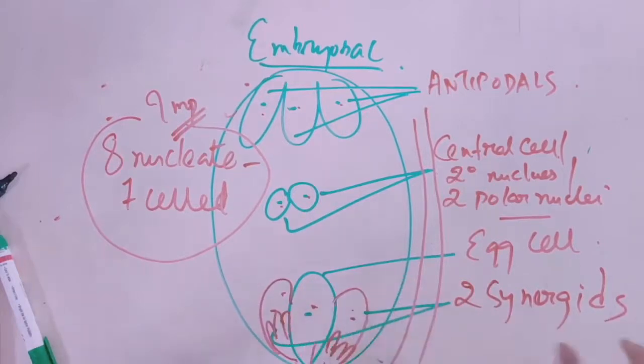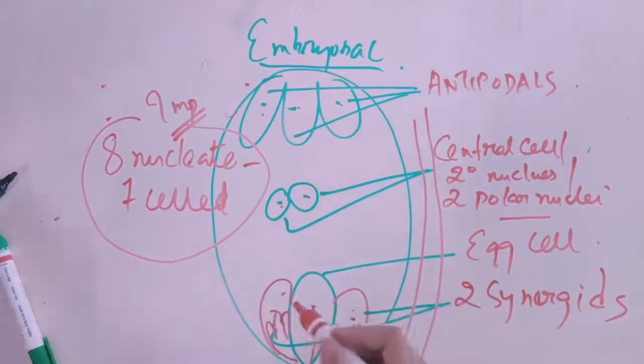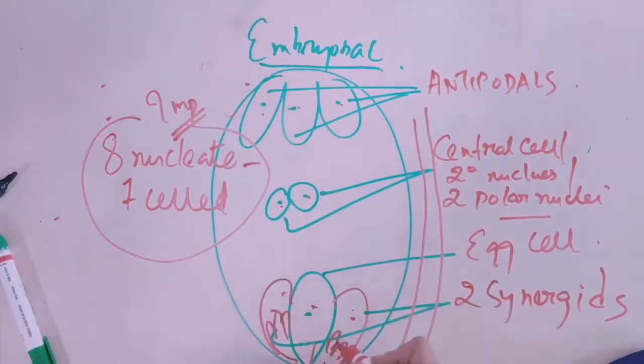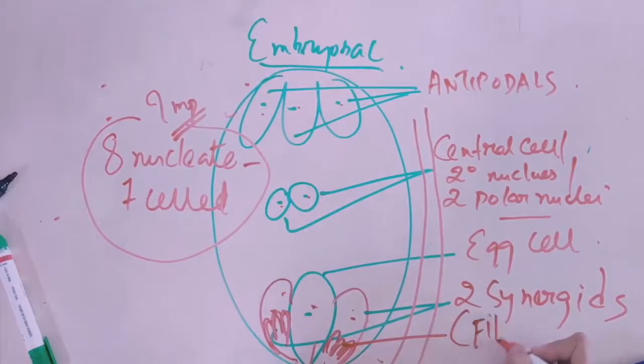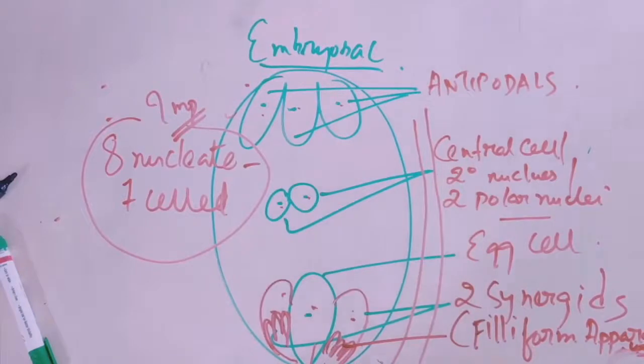through these synergids, because they have finger-like projections. Synergids have finger-like projections, which welcome the male gametes. You know they are important. They have these thickenings known as the filiform apparatus. You can draw them like this, finger-like projections. These are thickenings. We call it the filiform apparatus of the synergid.